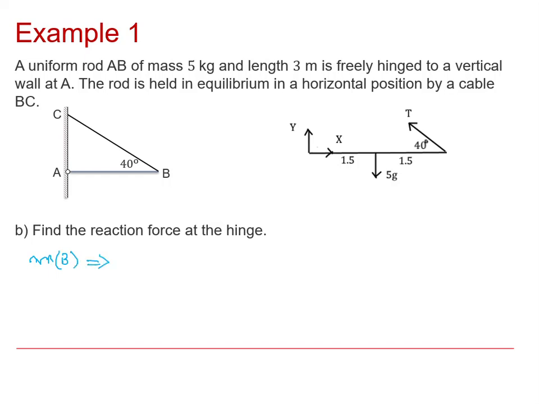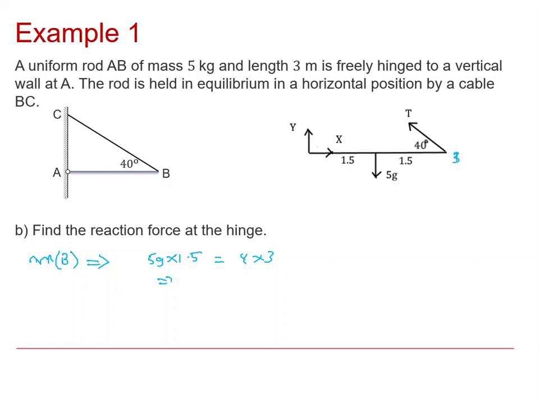So if we take moments about B, we eliminate T, but we also eliminate X, because the force X along the line of the rod passes through the point B where we're taking moments. So there won't be any moment from that either. So we'll simply be balancing the 5G times 1.5, that's the weight about B, that's counterclockwise, and that must balance the Y times 3, that's the moment of the Y force about B.